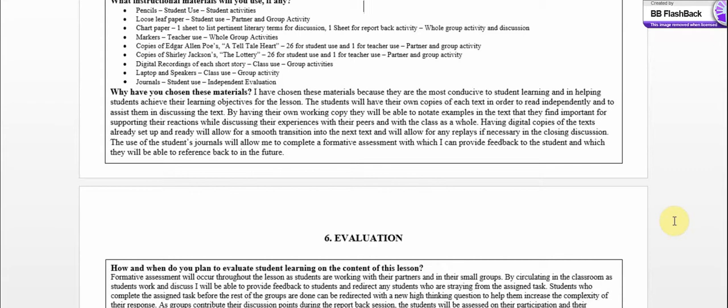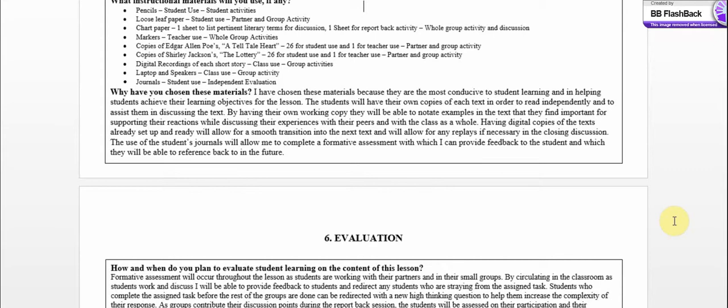And then of course students should already have their journals at their desks, so when it comes time to do the independent evaluation, they don't have to disrupt the process. They can just transition into the independent evaluation and complete the assigned task.